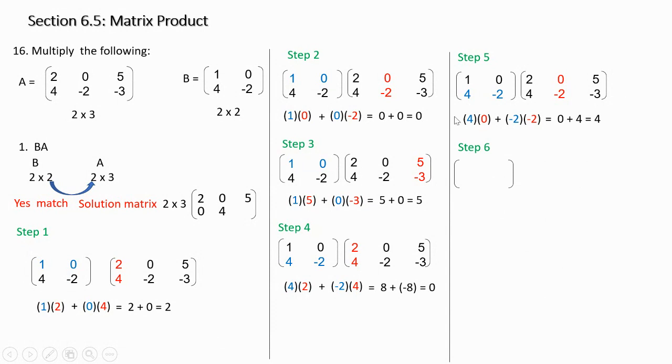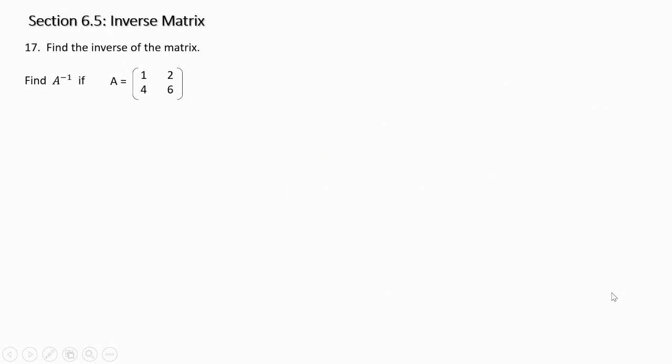And lastly, right, it's going to be the second row times the last column. 4 times 5, -2 times -3 is going to give us 20 plus 6 is 26. So that's my answer, guys. Okay.